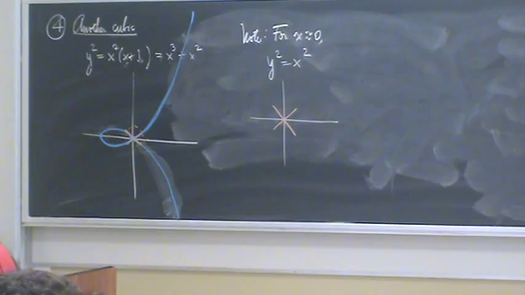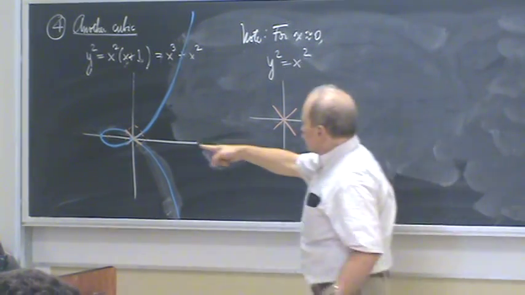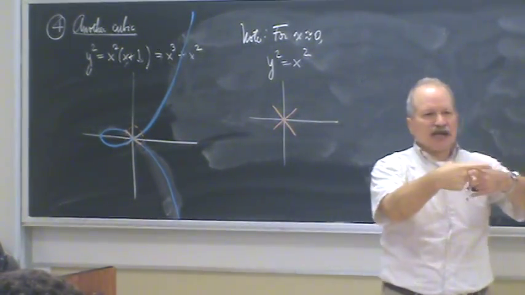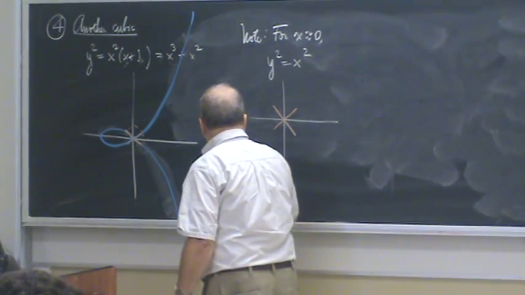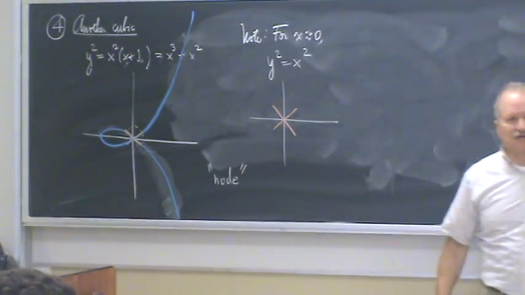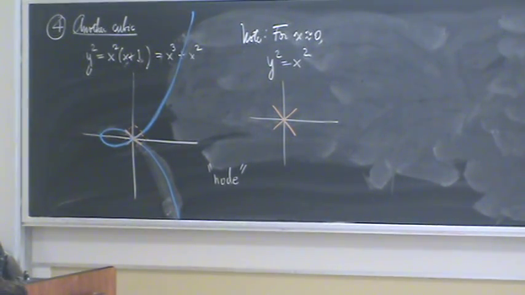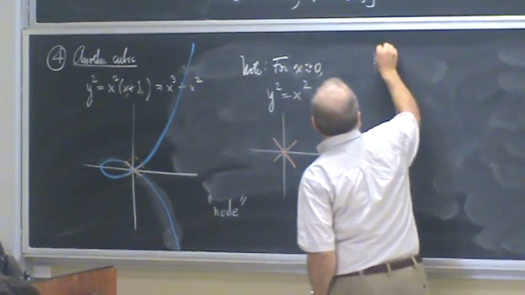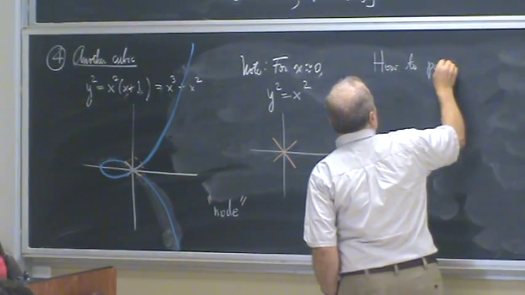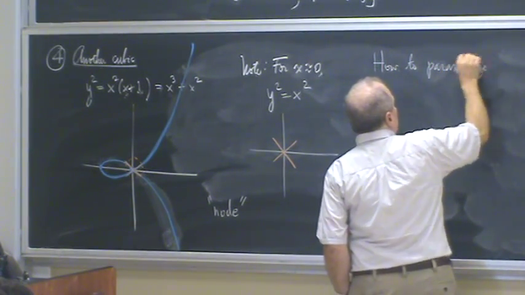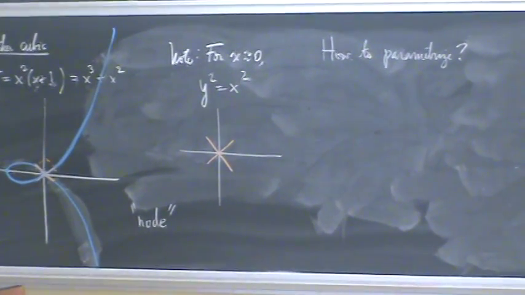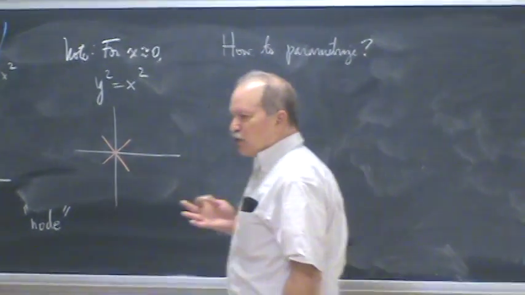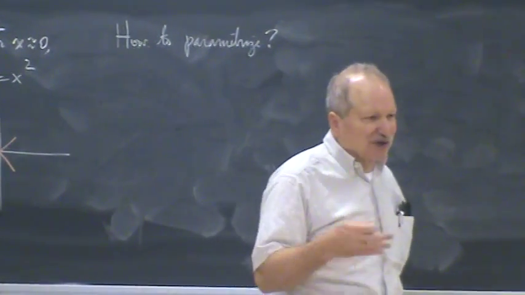I told you this was called a cusp, a curve that crosses itself in two different tangent directions. The fancy word for this is a node. All right, let's try to parametrize this thing. There's no reason that you should have thought to do this, but if I tell you to do it, you should be able to follow my directions.